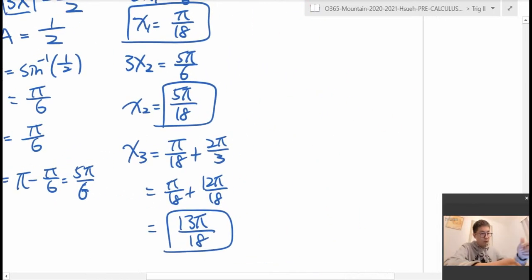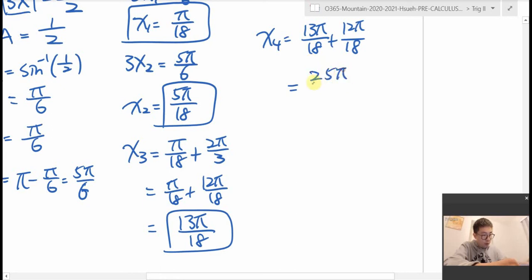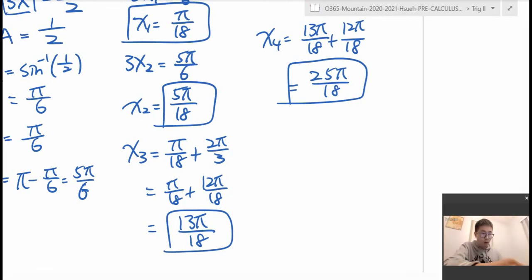I can find my fourth answer by taking 13 pi over 18 and adding another period, which is 2 pi over 3. I'm going to write 12 pi over 18 because I need a common denominator anyway. So 13 pi plus 12 pi is 25 pi over 18, and this is my fourth answer. If I add another period, I get 37 pi over 18, which is more than 2 pi already, so I don't need to do that anymore.